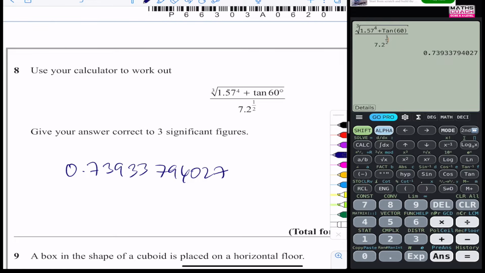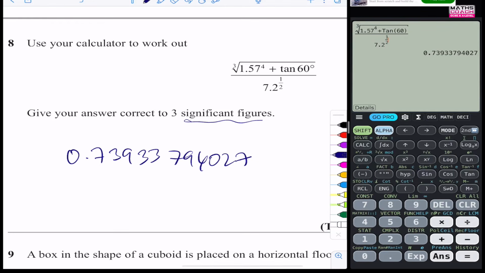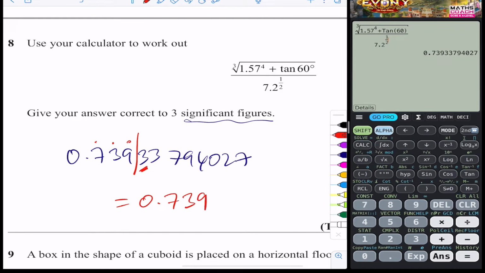0.73933794027. Now I want to round this to 3 significant figures. So this is the first significant figure, this is the second one, and this is the third one. As you can see, the number after it is less than 5. So my answer is going to be 0.739 to 3 significant figures.